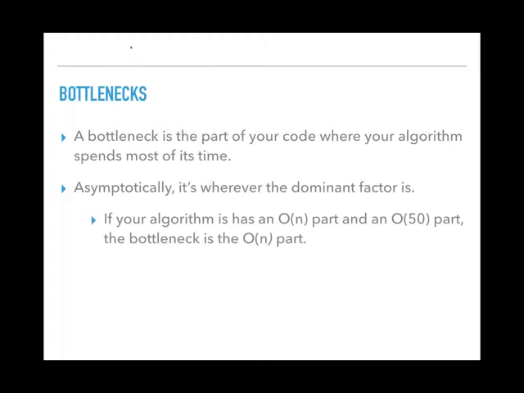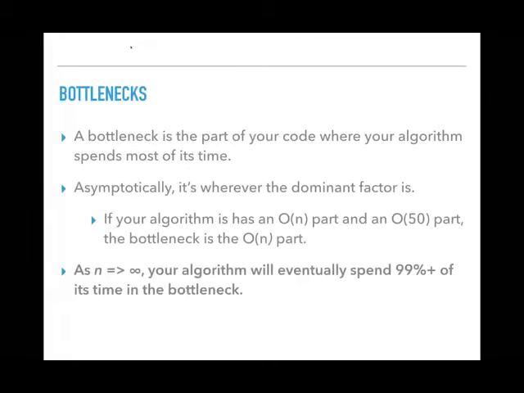So a good example is, let's say you have an O(n) part and then an O(50) part, a constant part of it. Your bottleneck is the O(n) part. That's where your algorithm is spending most of its time. And the important thing is that as n goes to infinity, as the input gets bigger and bigger and bigger, your algorithm will eventually spend almost all of its time in the bottleneck, right?